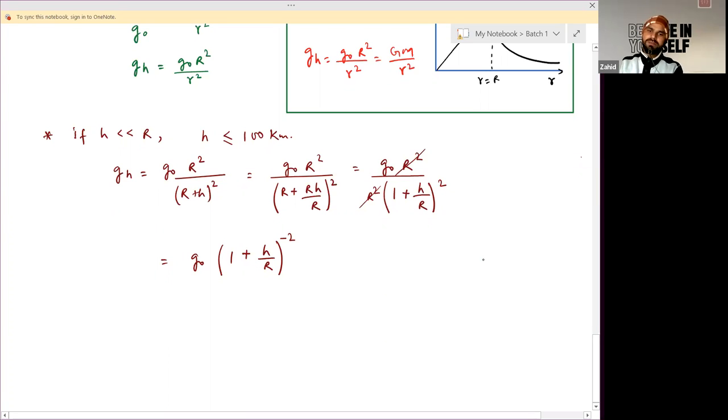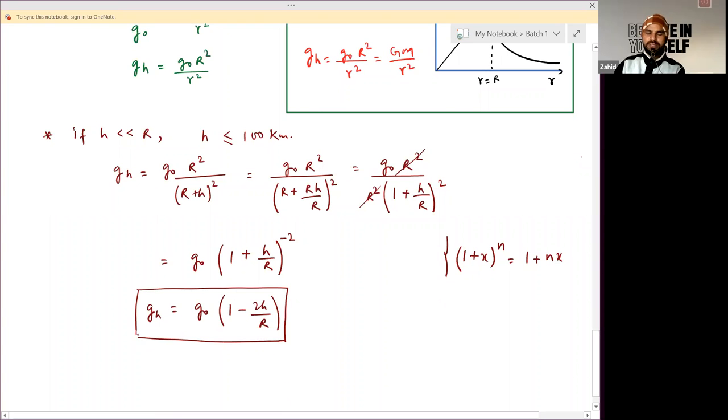Now according to the binomial expansion, 1 plus x to the power n is approximately 1 plus nx. So using this concept, minus 2 will get multiplied with this coefficient. So it will be g naught times 1 minus 2h by R, which equals g_h. So this will be another formula for variation of gravity with respect to height or altitude, but the condition is that height should be smaller than 100 kilometers. Iba, is it clear? Yes, sir.